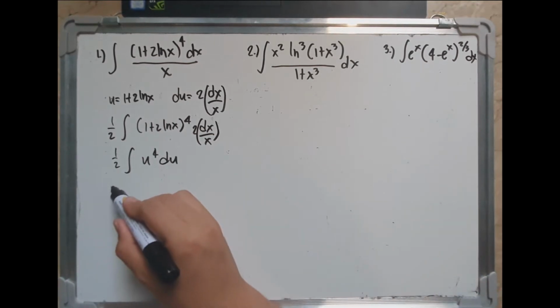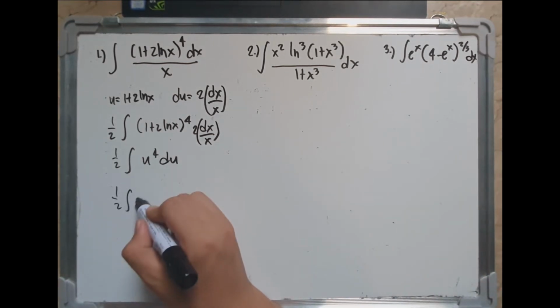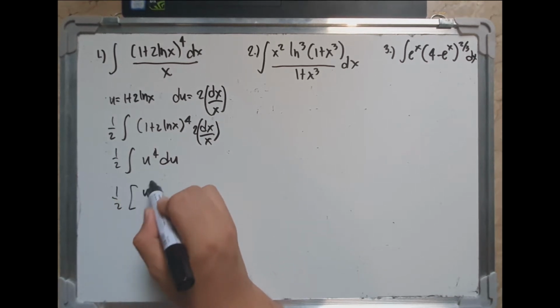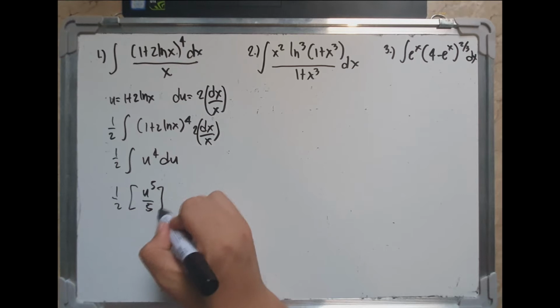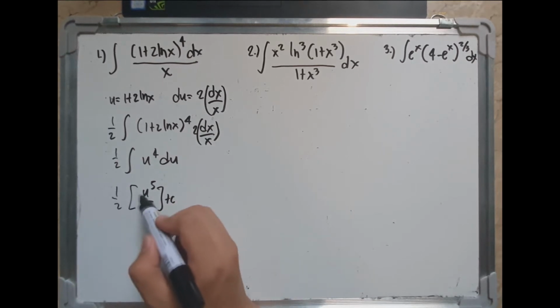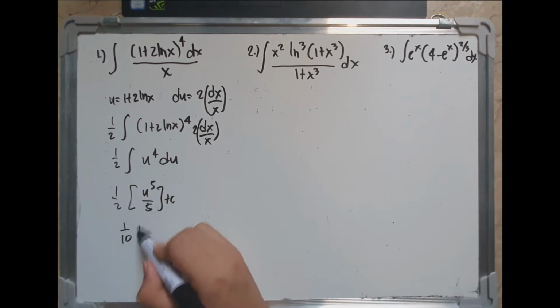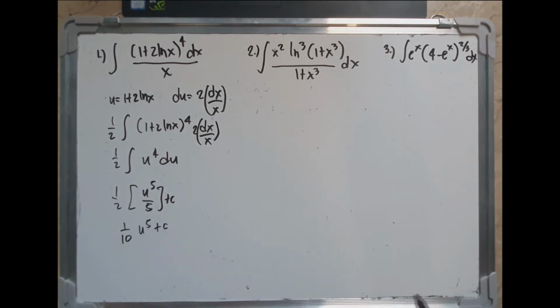Okay, so power rule, u raised to the power of 4, that is equivalent to u raised to the power of 5 whole over 5 plus c. 1 half times 1/5, we have 1 over 10, u raised to the power of 5. Now the final answer will be 1 over 10. The u is 1 plus 2 ln of x plus c.